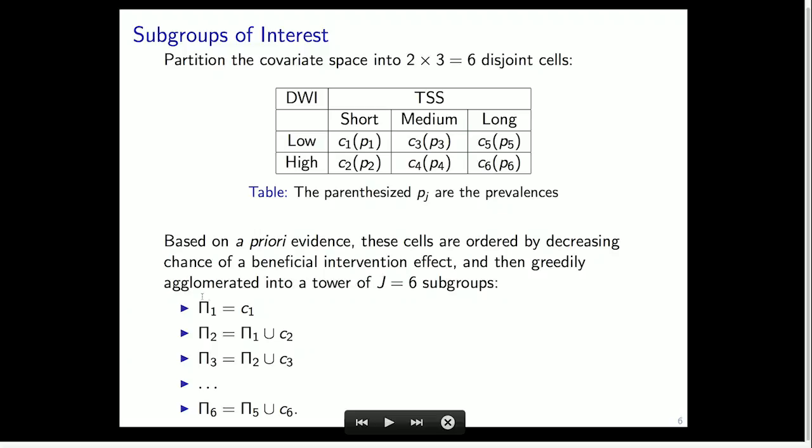And so you construct these nested groups. And now, of course, the goal is to see, first off, whether the intervention works in the largest subgroup. If it doesn't, can you do a hypothesis test in a smaller subgroup where it may be beneficial? So I hope the problem is clear.